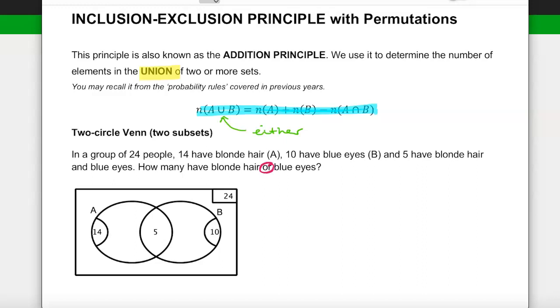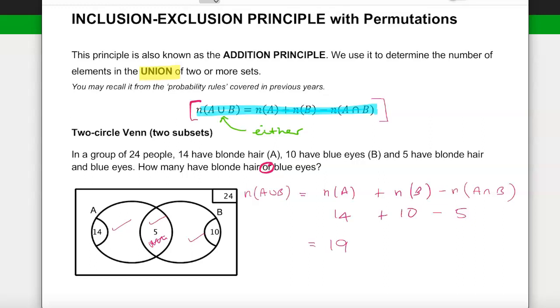So we've drawn a Venn diagram, a universal set of 24, and we can see that the number in A is 14 and the number in B is 10. But if we add these two circles together, we can see we've added the middle bit twice. So we want to take away the intersection of both sets, which will be 5. This will leave us with the number in A or B, in either. And that will leave us with 19. So 19 have blonde hair or blue eyes. This is a really nice rule to remember when we're dealing with different sets of elements or objects.